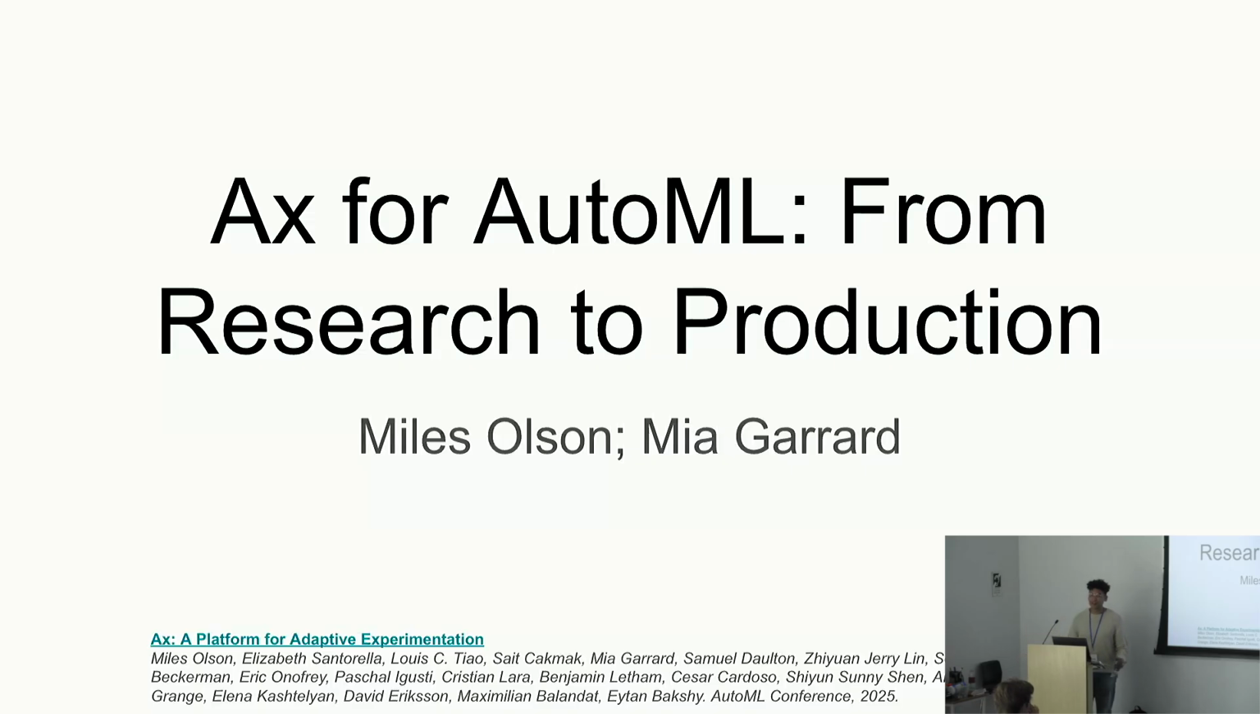Today, Mia and I will be talking about Ax for AutoML. So we've been talking about this all week, but Ax is the platform that we've built for adaptive experimentation here at Meta. We apply this to basically anything that looks like a black box optimization problem. One of the main places that we apply that is automated machine learning, at various stages of the pipeline. So Mia and I are going to be going through an interactive tutorial for this.